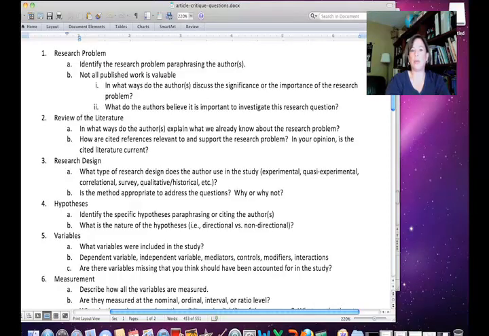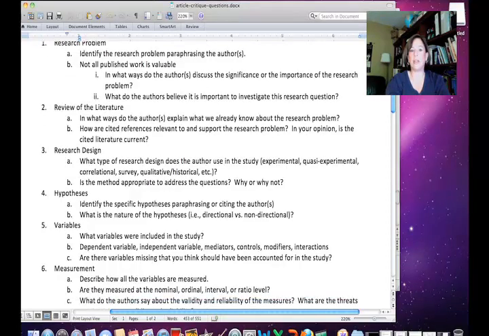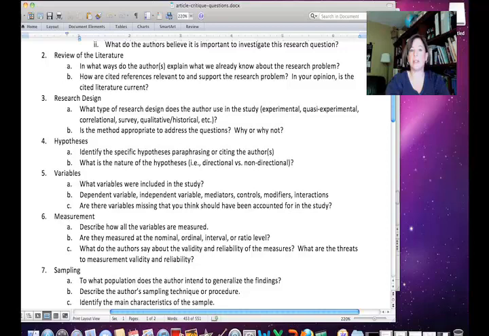In the literature review, is the literature relevant to the topic being studied? Is it current? If all the literature for a research article is 10 years old, really, how relevant is that problem? How well did that author do at incorporating or putting their own research in context? That's something to look at.